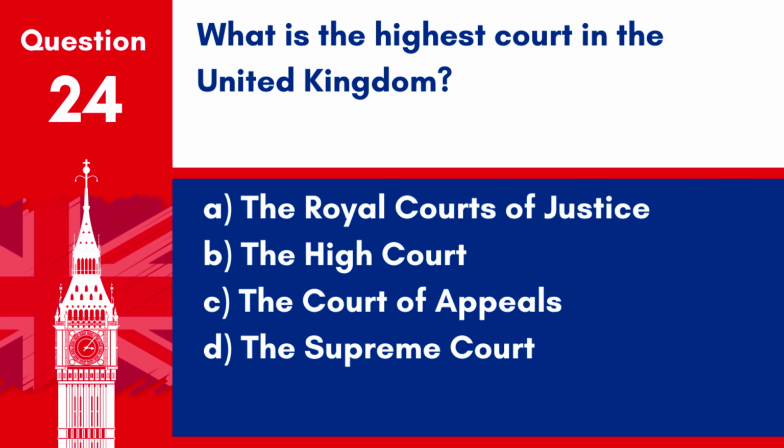Question 24. What is the highest court in the United Kingdom? A. The Royal Courts of Justice. B. The High Court. C. The Court of Appeals. D. The Supreme Court. Answer: D. The Supreme Court. The Supreme Court is the highest court in the United Kingdom.